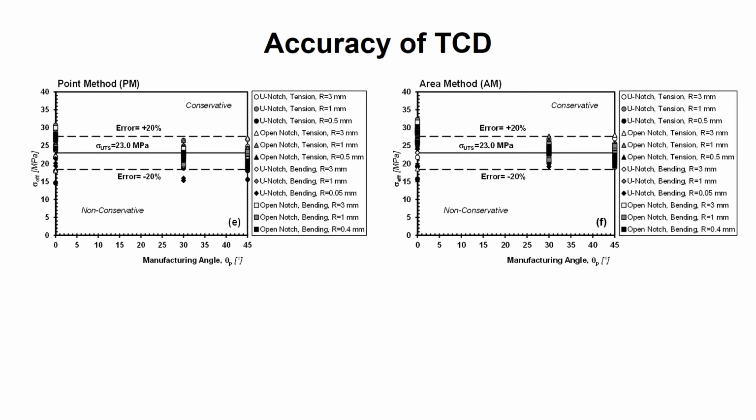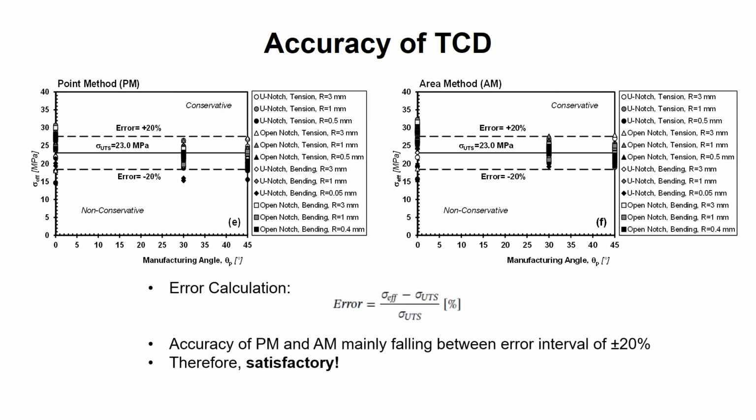The accuracy of the Theory of Critical Distances (TCD) is shown in the graphs below. For both the point method and area method, it is observed that the errors mainly fall within the 20% error interval. The error is calculated based on the formula as shown. This therefore validates the accuracy of TCD as a static assessment tool for additively manufactured ABS components.